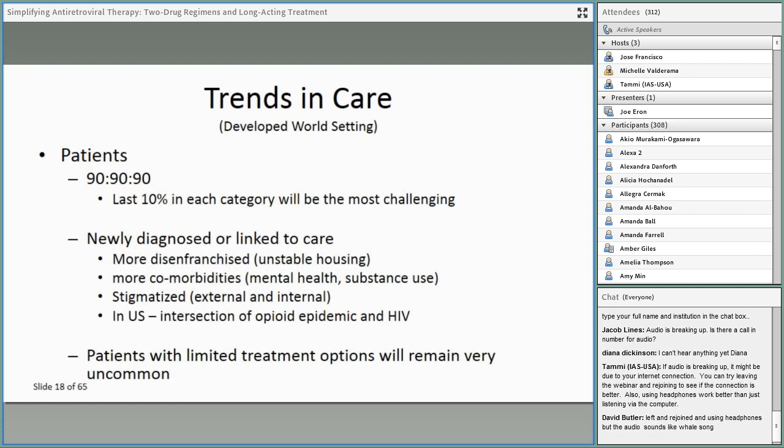So there are trends in care, and I'm focusing mostly on first world or developing world setting. Our goal is to get to 90-90-90, but I think all of us who are HIV caregivers know the last 10% in each of those categories are really the most challenging. Those people that are newly diagnosed are more likely to be disenfranchised, more likely to have mental health and substance use comorbidities, and may be most impacted by stigma, both external but also internal stigma. And in the U.S., we have this growing intersection of the opioid epidemic and HIV. I think it really is critical that we have therapy that is available to all different types of people in order to get beyond 90-90-90.